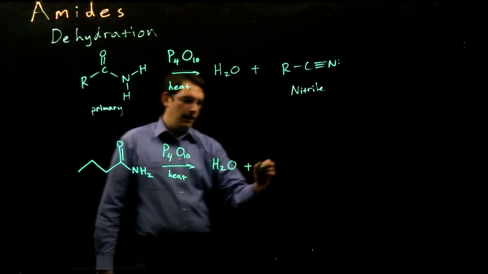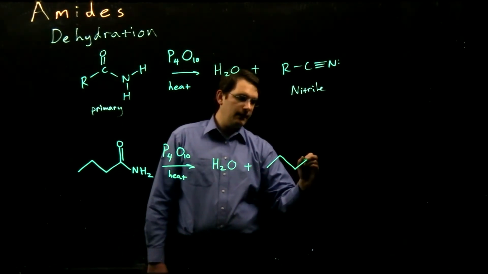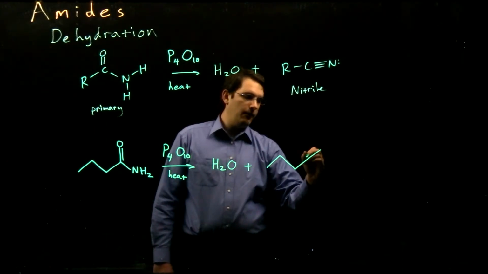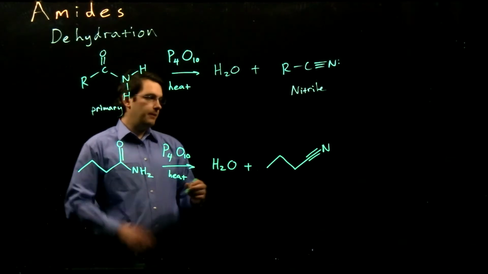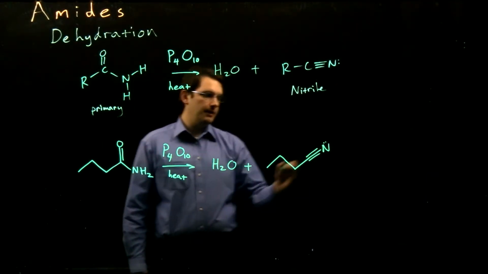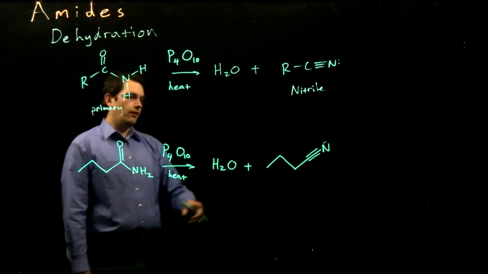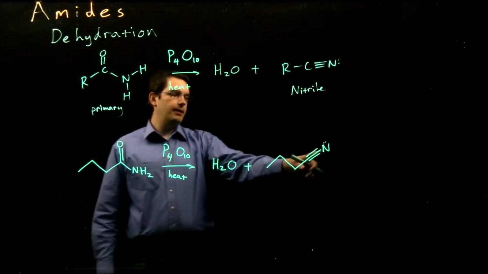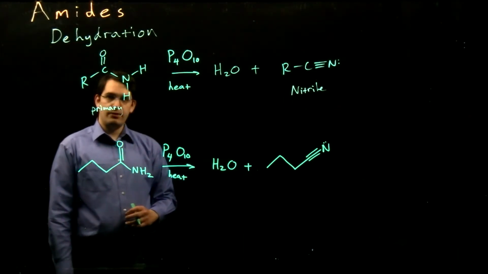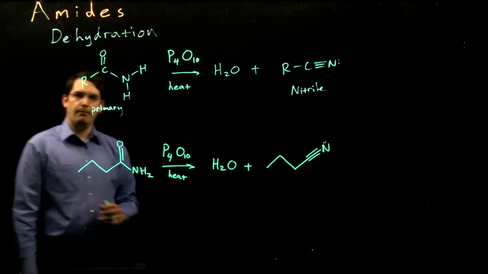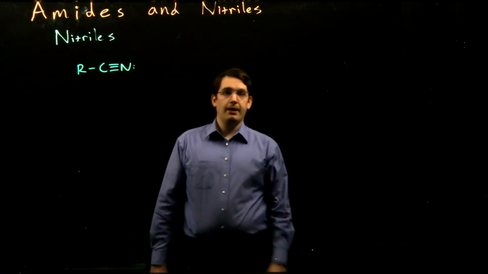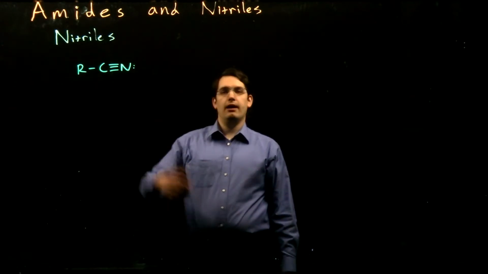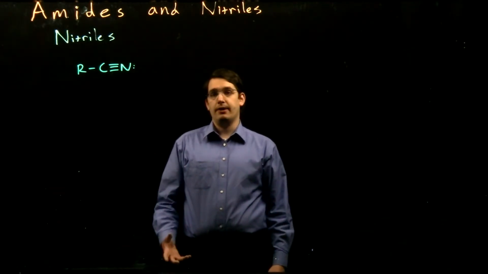H2O, and then I get my same carbon skeleton, but then with the triple bond to my nitrogen instead of that single bond to my nitrogen and the double bond to my oxygen. So I still have my four carbons, but now my nitrogen here with the triple bond instead of my amide functional group. Following my dehydration reaction with my amides, I've now created a new functional group of my nitrile.